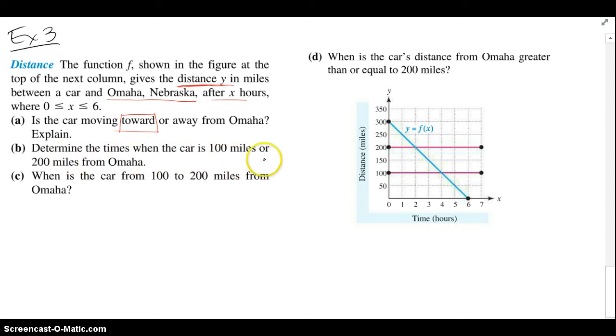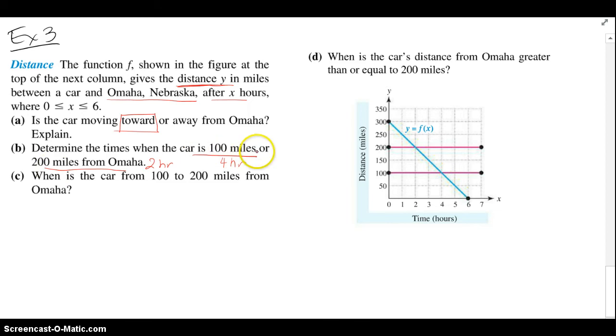Determine the times when the car is 100 miles or 200 miles from Omaha. Well, when is the car 100 miles from Omaha? This is the distance. If I look at 100, it happens at the 4th hour. So at the 4th hour, it's 100 miles away from Omaha. Or when is it 200 miles from Omaha? Well, this is the distance 200, and that happens right here where the time corresponds to 2 hours. So at the second hour, we have the car 200 miles from Omaha.